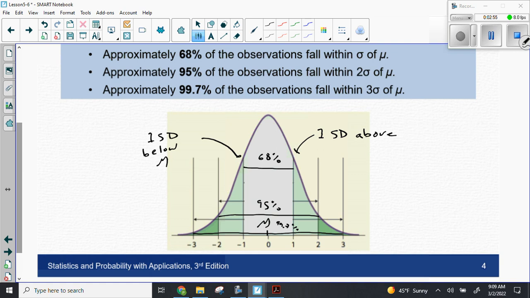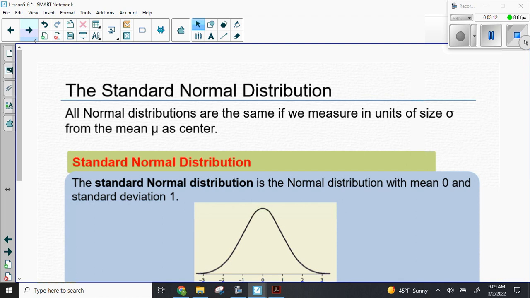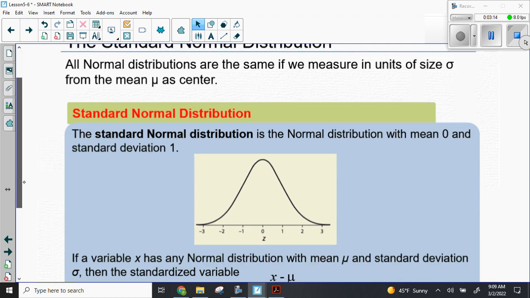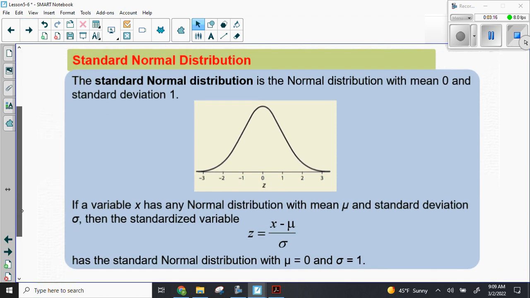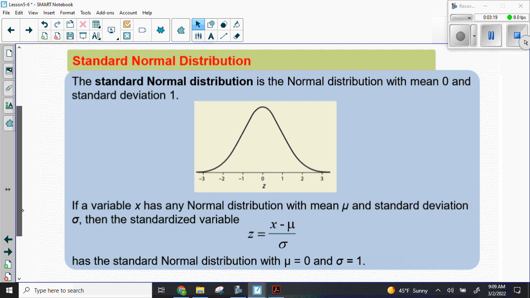So there you go. Your standard normal distribution tells you how many standard deviations above or below the mean a particular data point is. And then we can find how unusual that is sometimes using this empirical rule.